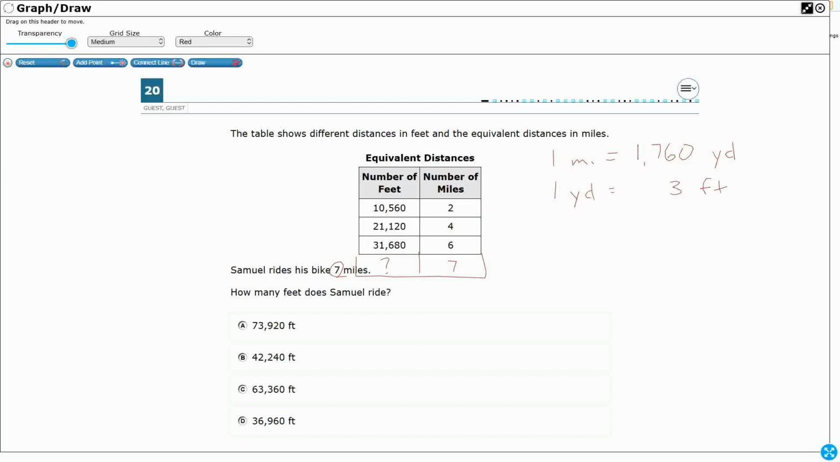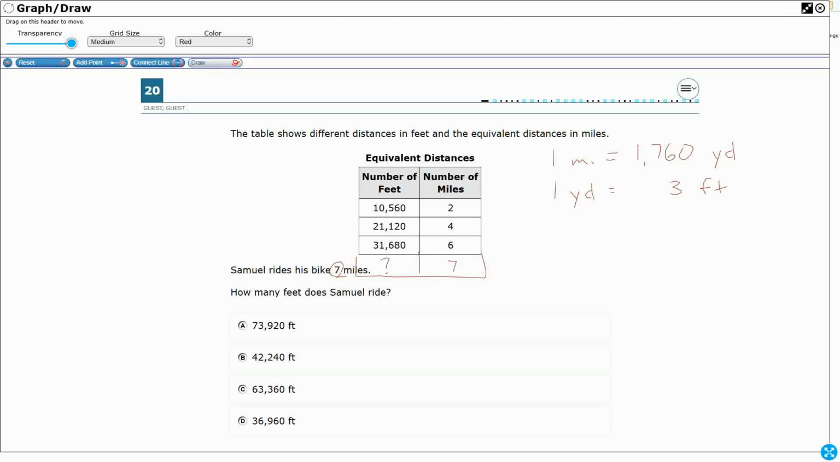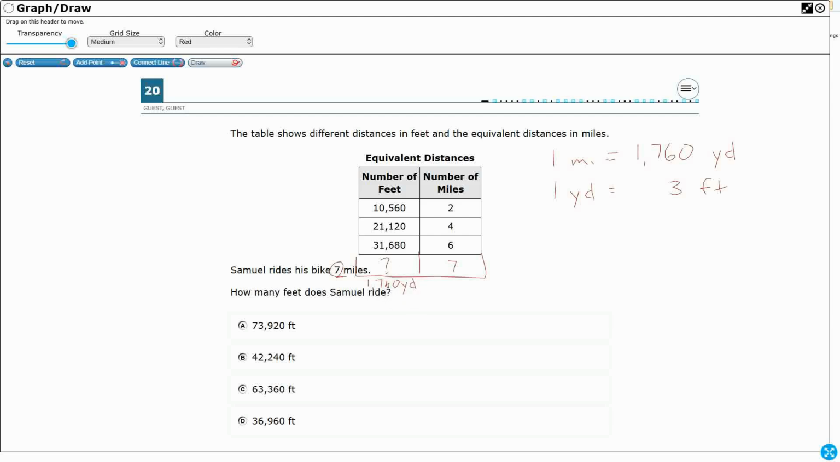So if I have 1,760 yards, and inside each of those is 3 feet, then I have 1,760 sets of 3. So let's multiply those two. All right, so 5,280 feet equals 1 mile.